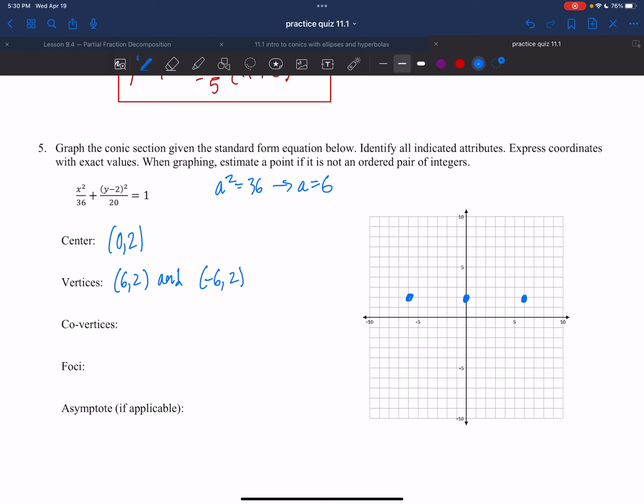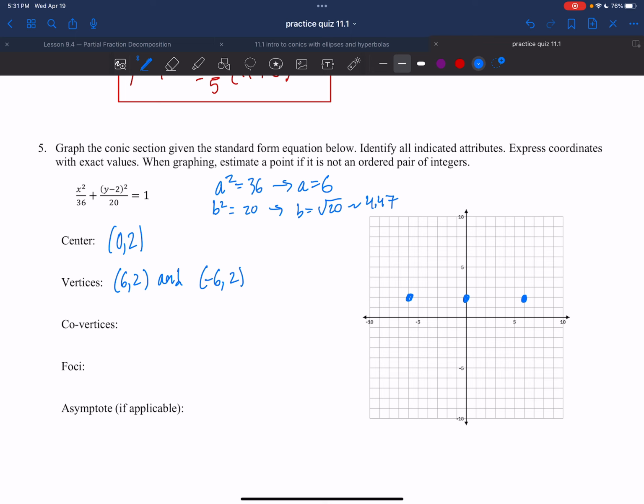The co-vertices are going to be 20. Ooh, look at that. So b squared is 20, which means b is root 20, which is roughly, here we go. Did I really mean this to be 20? I guess so. The square root of 20 is 4.47.